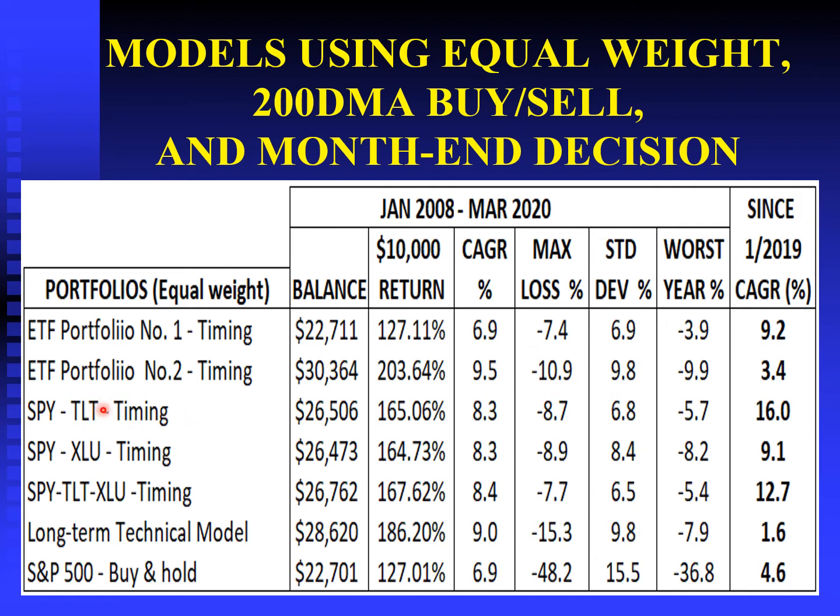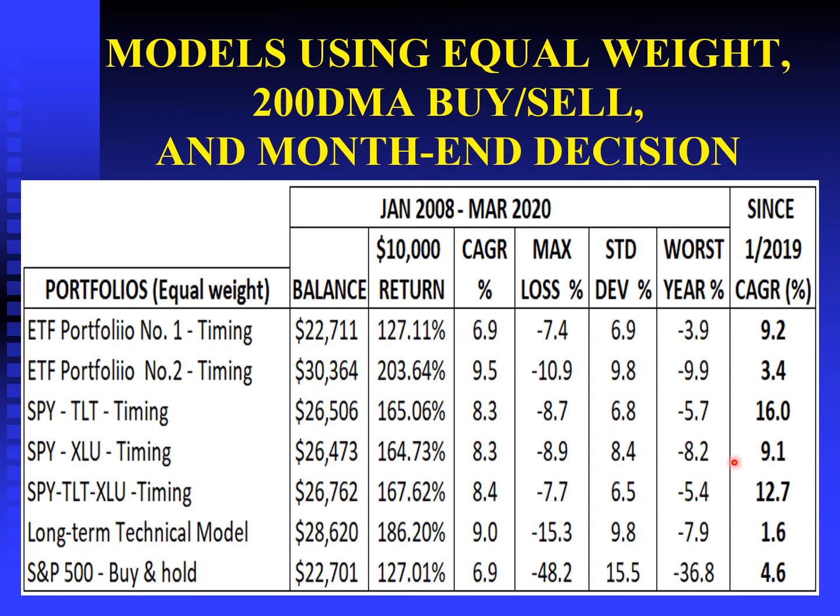So if you increase bonds or you increase utilities, as you can see over the long term, the two portfolios behave the same way, 8.3% average return. The loss is about the same. The bonds show less volatility than the portfolio using utilities. And again, even here, the worst year lost less than the portfolio using utilities. Since 2019 to March 20, the portfolio emphasizing bonds has outperformed by a wide margin the one emphasizing utilities.